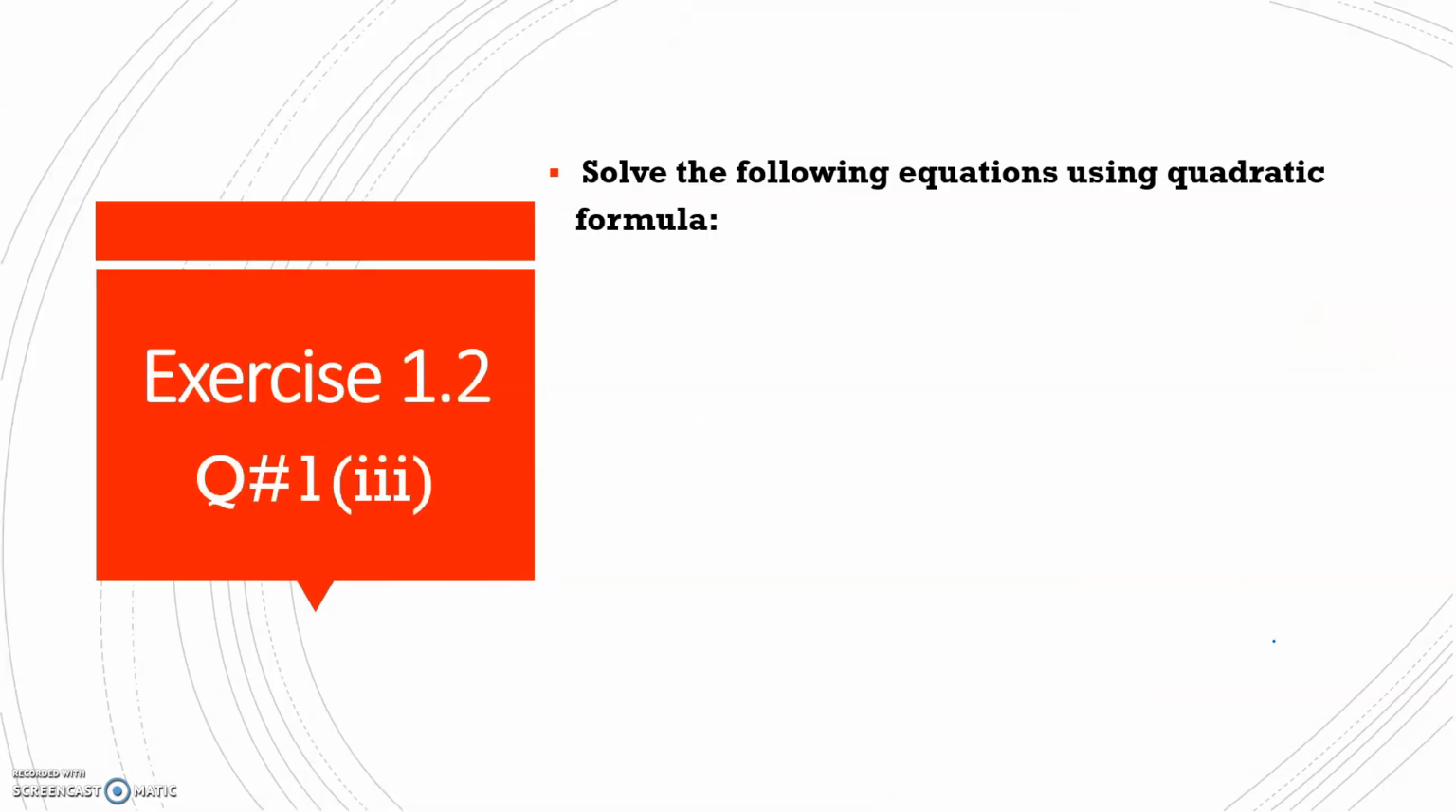Now here we are going to start exercise 1.2 question number 1 and third part. Solve the following equation using quadratic formula, and the third part is √3 x² + x = 4√3.